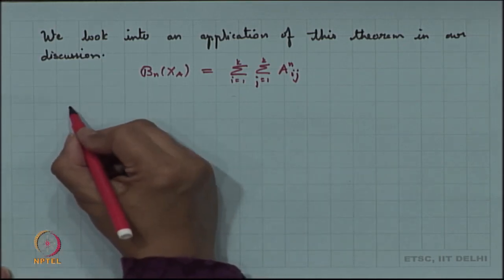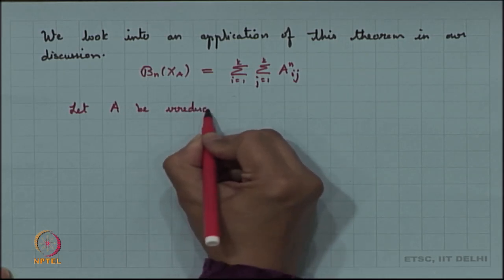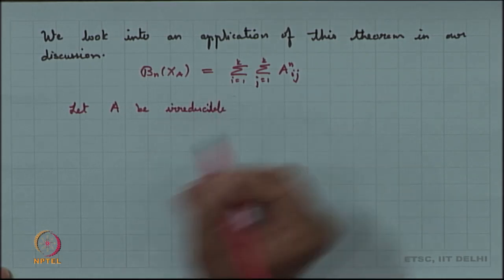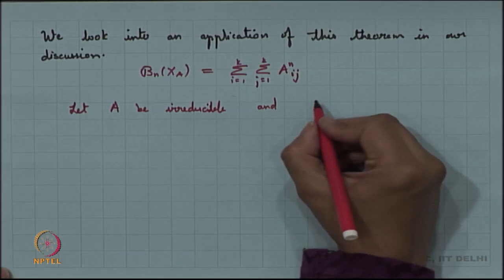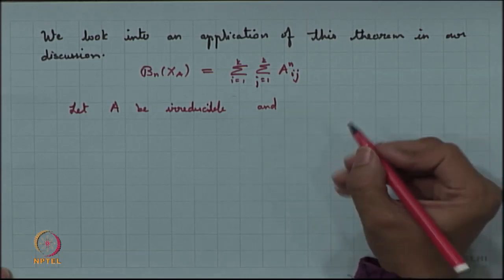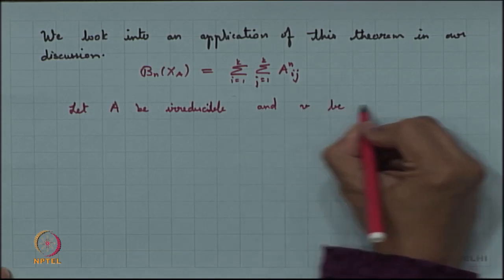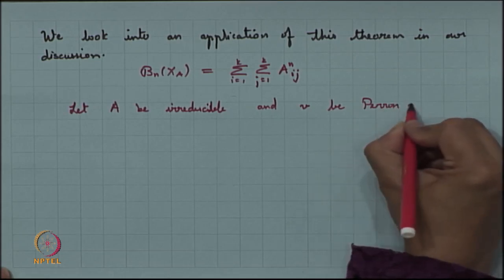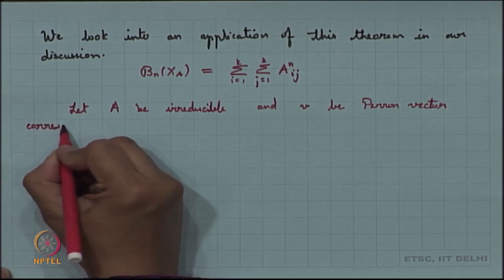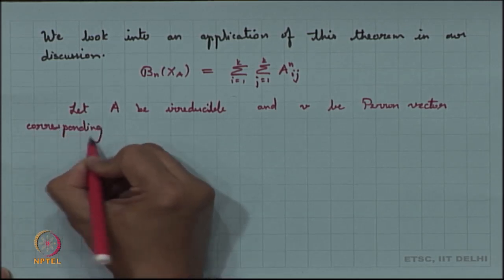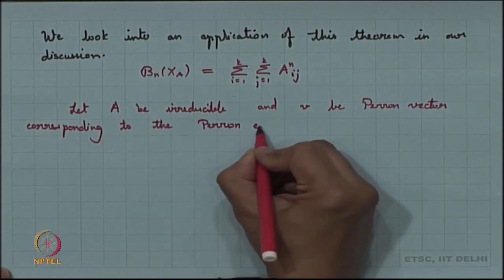So, let A be irreducible now. Let us assume that A is irreducible, and let V be its Perron vector corresponding to the Perron eigenvalue, say lambda.